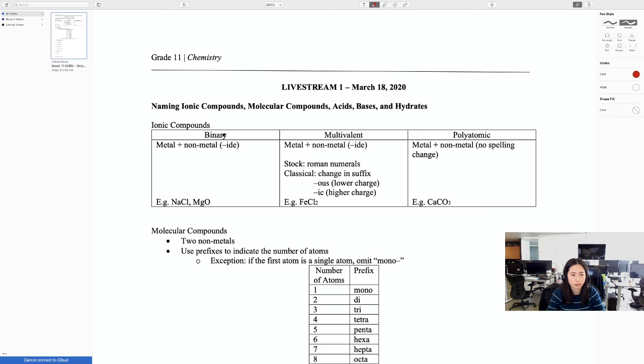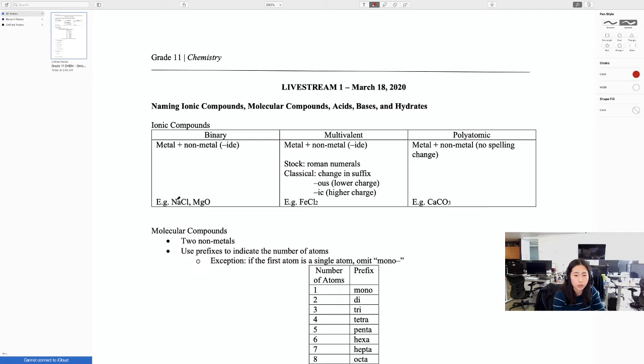Okay, so we start off with binary. When naming binary compounds, a lot of students tend to use prefixes or even suffixes, which is fine for the non-metal component, -ide, but you don't use prefixes for ionic compounds. The reason is that you only use prefixes for molecular compounds. So within binary, say for example, we're looking at sodium chloride.